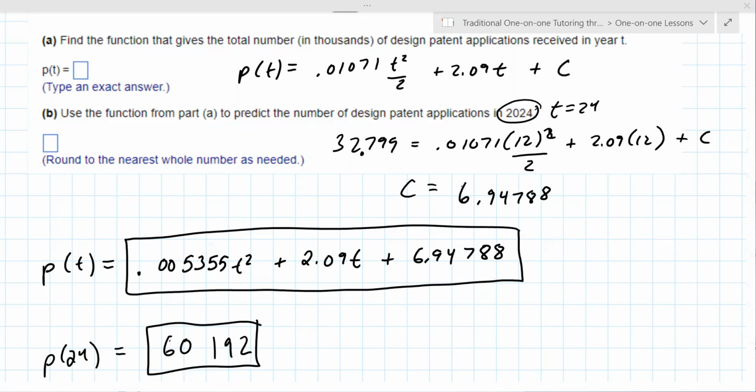Oh boy. Okay. We'll move on to the next question here. Another application problem.